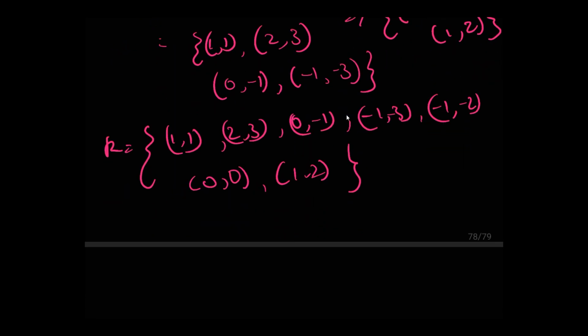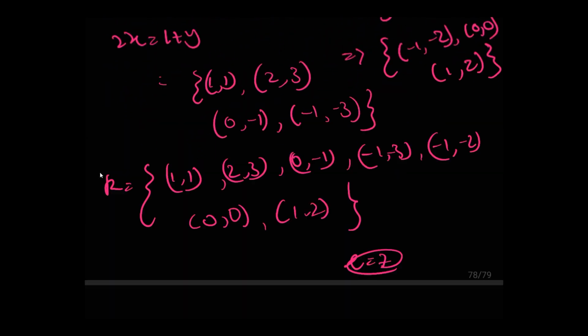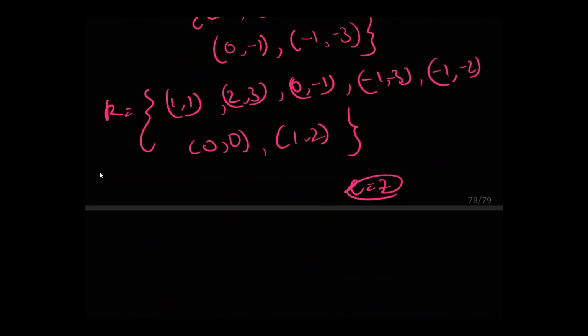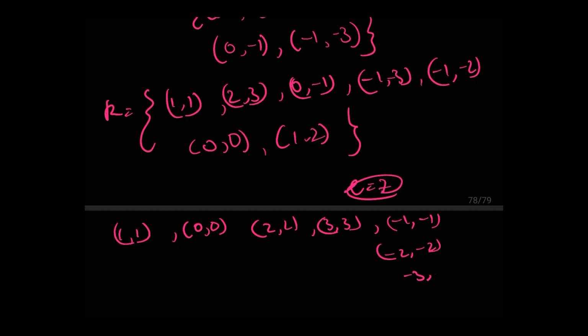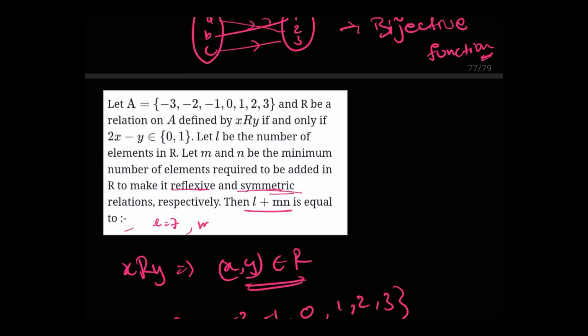Number of elements will be 1, 2, 3, 4, 5, 6, 7. So L equals 7. Now, M is the number of elements required to make it reflexive. Therefore, we have (1, 1) and (0, 0). We need (2, 2), (3, 3), (-1, -1), (-2, -2), (-3, -3): 1, 2, 3, 4, 5. We need 5 elements to make it reflexive. Therefore, M is 5.